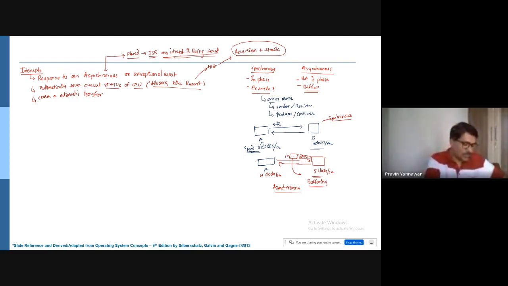Third, it causes an automatic transfer to a specified routine, and this mechanism is called the interrupt handler.